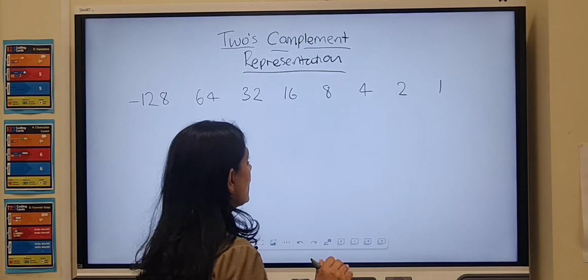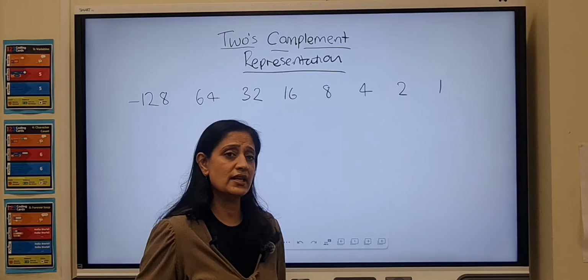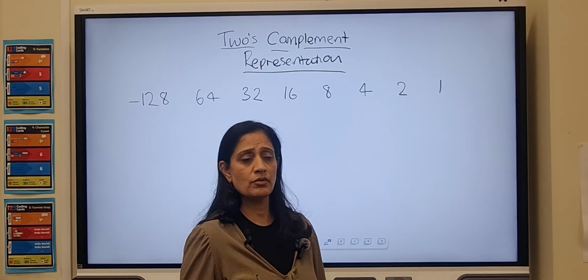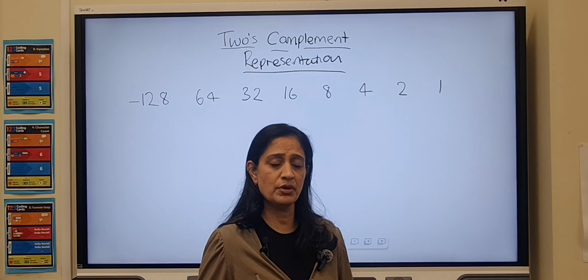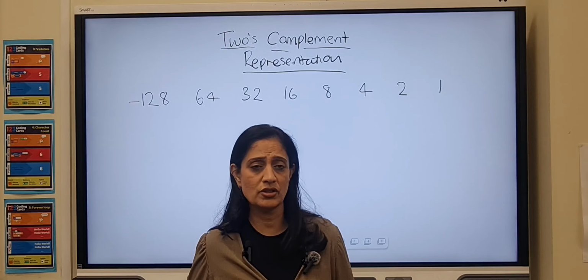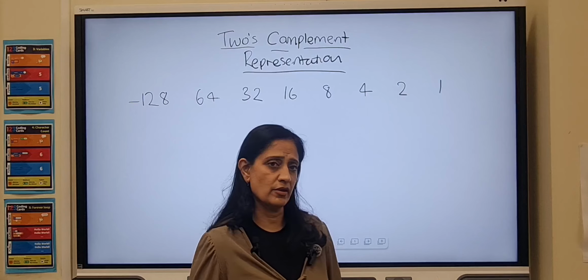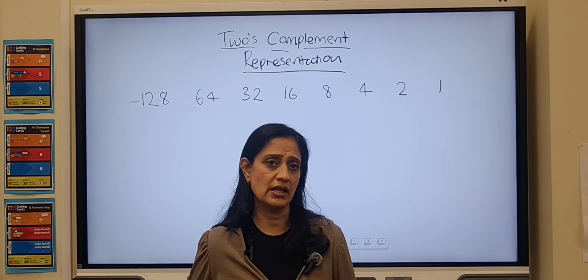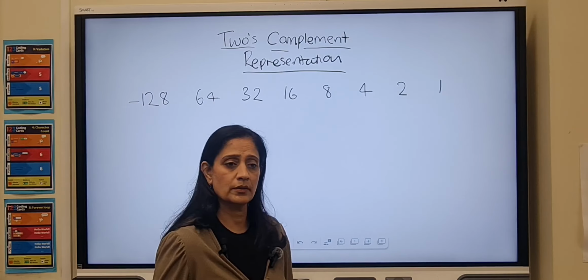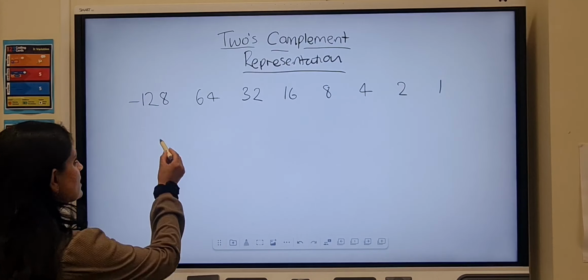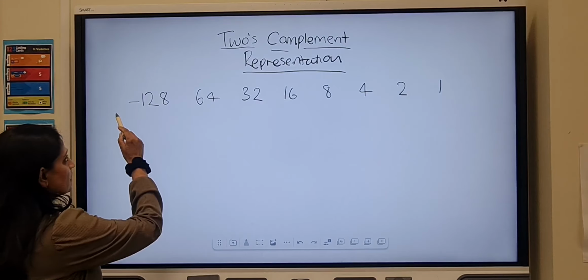Right, okay, so we're looking at converting negative numbers into two's complement format. I would recommend that you watch the previous video on sign and magnitude representation, where we looked at a different method of converting negative numbers into binary representation.